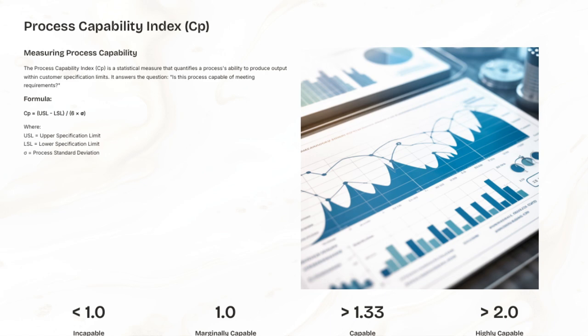To clarify, our focus here is on the Process Capability Index, or CP, which is calculated using the USL, the LSL, and the Process Standard Deviation. The formula is CP equals the difference between the USL and LSL divided by 6 times the standard deviation. This formula helps us quantify how well our process can produce within the specified limits. So the key question CP answers is: is this process capable of meeting the requirements? It's a vital measure that helps us assess and improve our processes, ensuring quality and efficiency across the board.